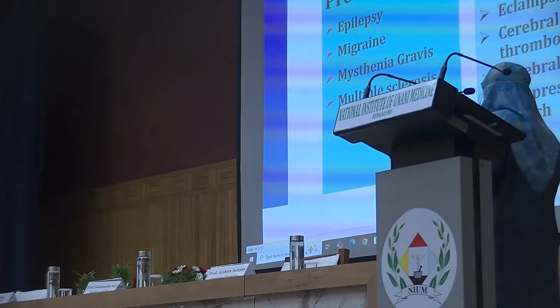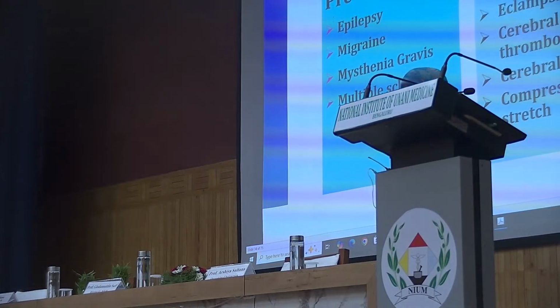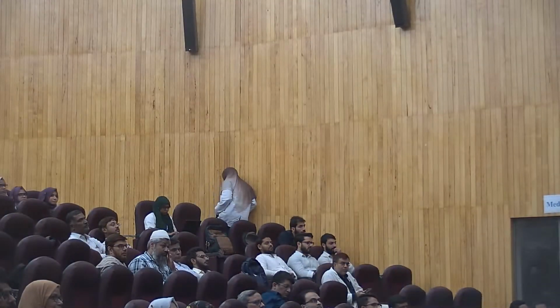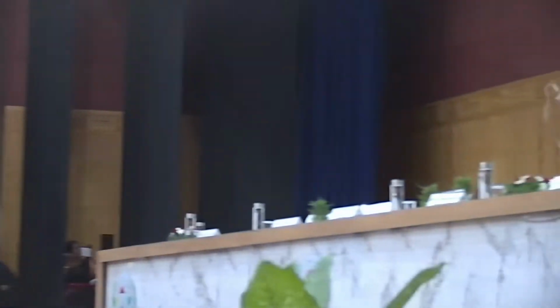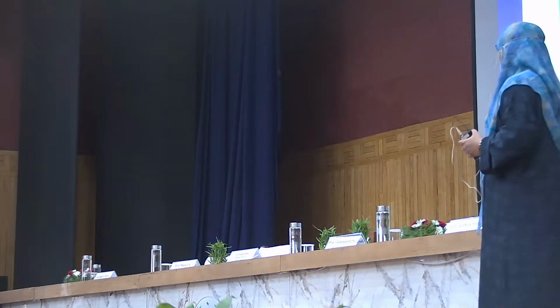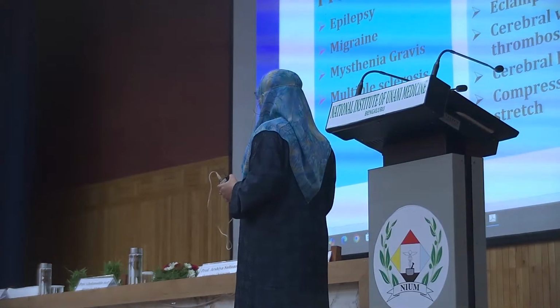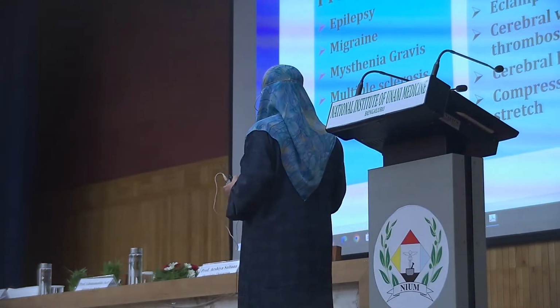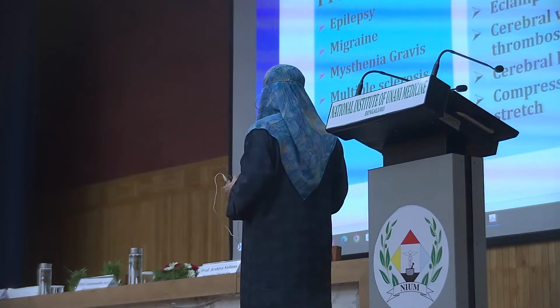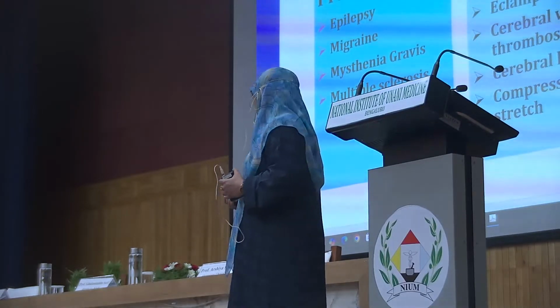Then I said that neurological diseases in pregnancy can be pre-existing, as in the general population. So here we can see the pre-existing diseases which can be present in a woman who may become pregnant. For example, a woman may have epilepsy and may become pregnant. So these are the pre-existing diseases which can be seen in a woman: epilepsy, migraine, myasthenia gravis, multiple sclerosis, where the patient can become pregnant. And the new onset disorders are because of pregnancy: preeclampsia, eclampsia, cerebral venous thrombosis, cerebral hemorrhage, compression and stretch. These are the new onset conditions which can lead to neurological disorders.